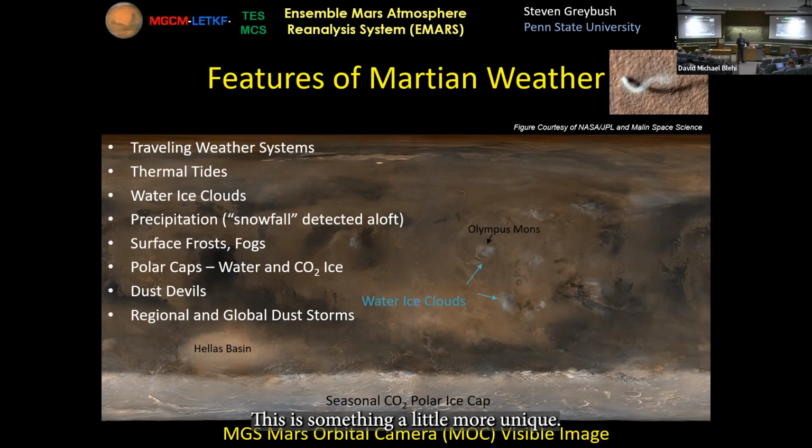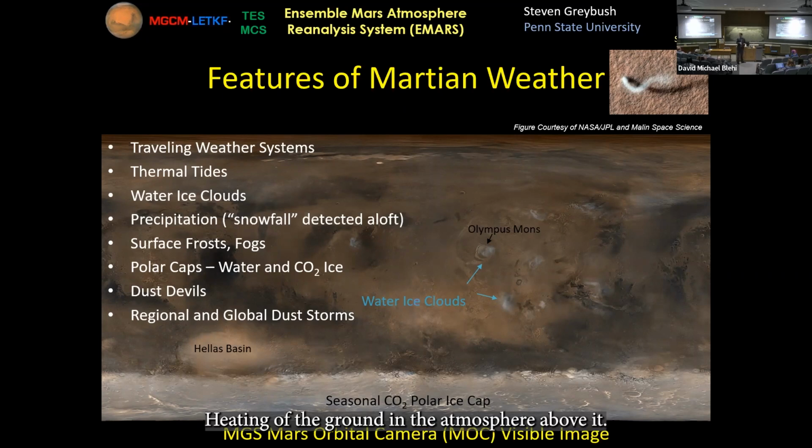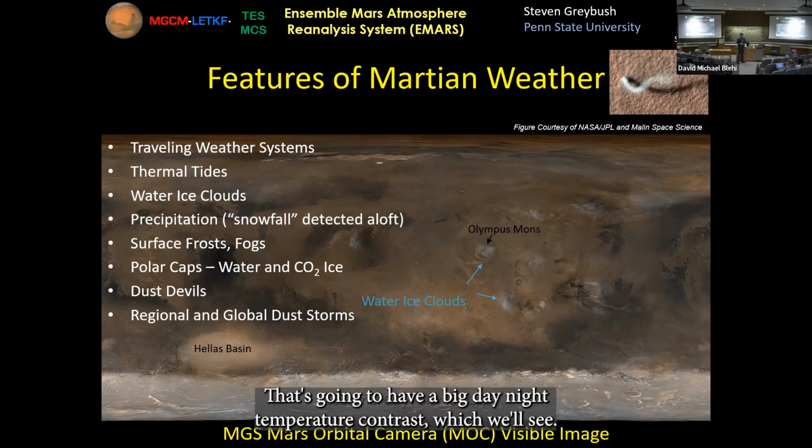This is something a little more unique. It's not oceanic tides necessarily from gravitation, but this is tides due to the intense solar heating of the ground and in the atmosphere above it. That's going to have a big day-night temperature contrast, which we'll see.